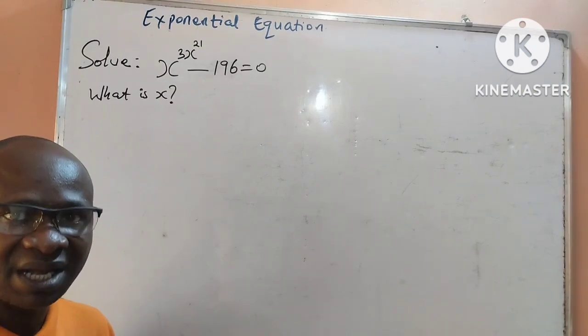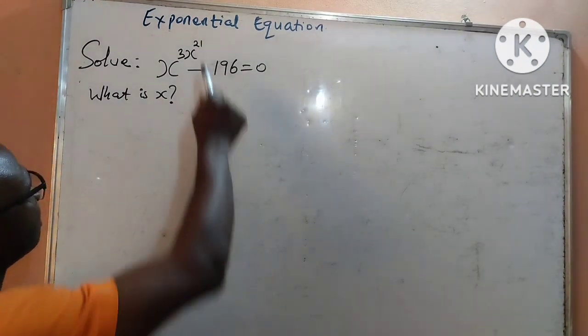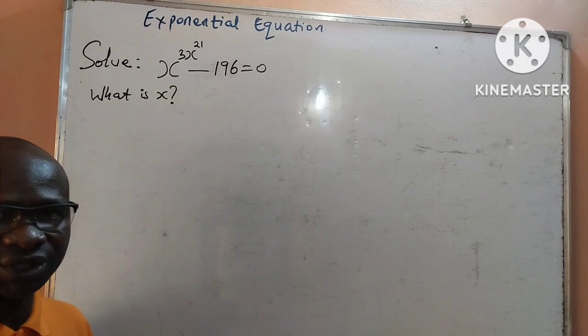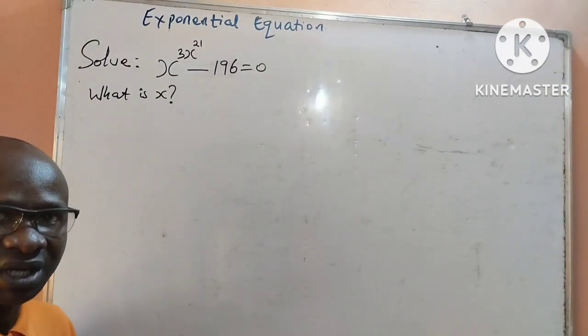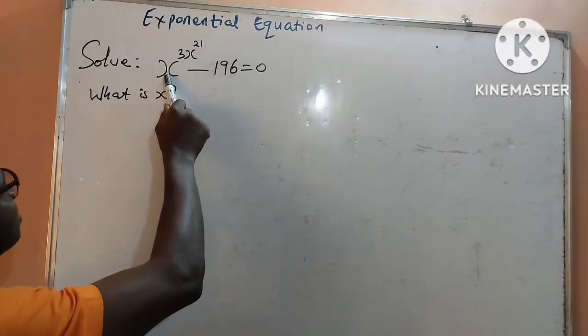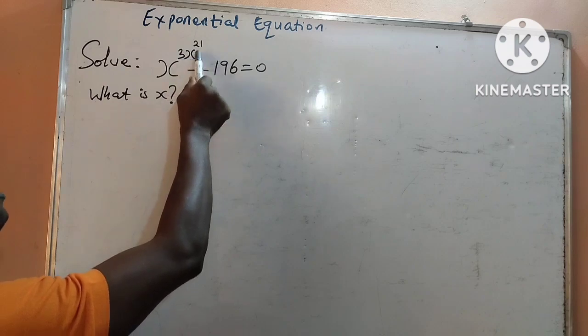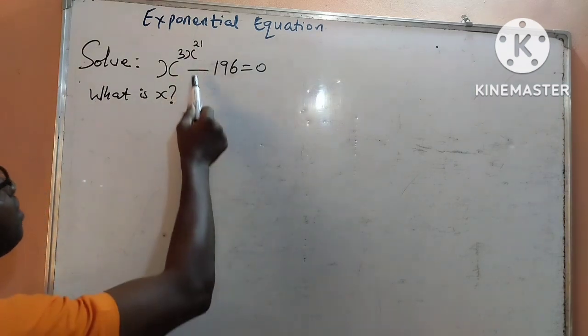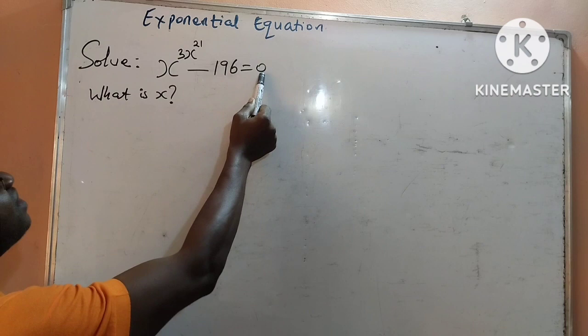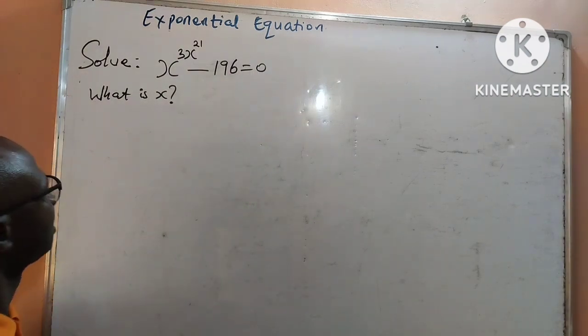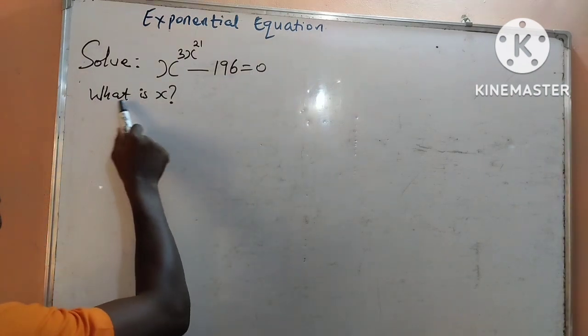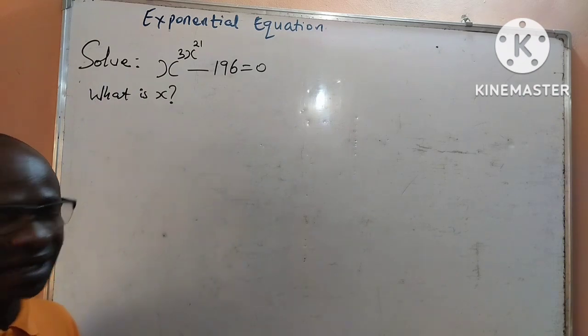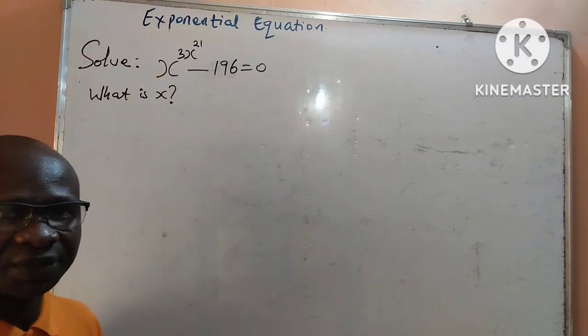In today's mathematics class, we shall be taking an exponential equation. The question given to us is to solve x raised to the power 3x, also raised to the power 21, minus 196, everything equal to 0. Then, the question is asking us what is the value of x in the given equation.